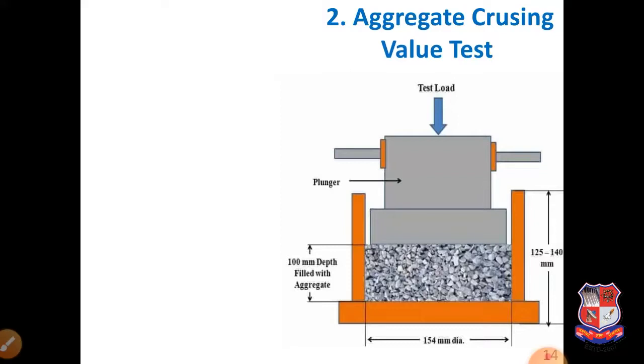In the figure, a metal cup is filled with aggregates, and from the top, load is acting through a plunger. The size of the cup is shown.